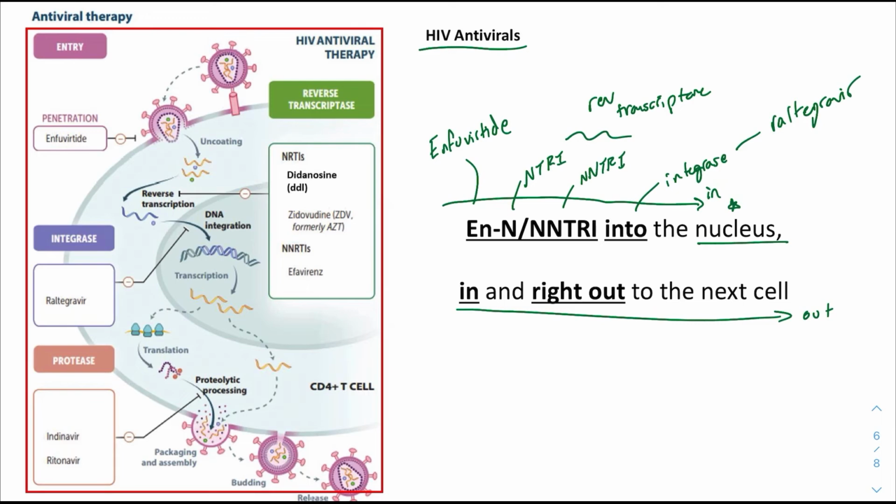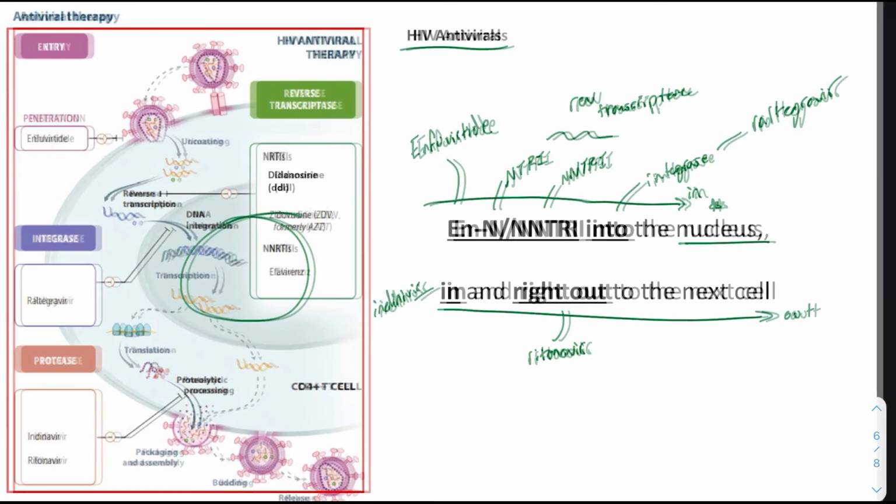Okay, so we've gone to the nucleus, which is the high point. Next, "in" is going to be indinavir, and "right out" is once more ritonavir. And "to the next cell" means the HIV virus would then leave after proteolytic processing to infect a new cell. So entry into the nucleus, in and right out to the next cell, incorporates the logical flow and the logical chunking of the various drugs and drug types we would need to know for HIV antivirals.